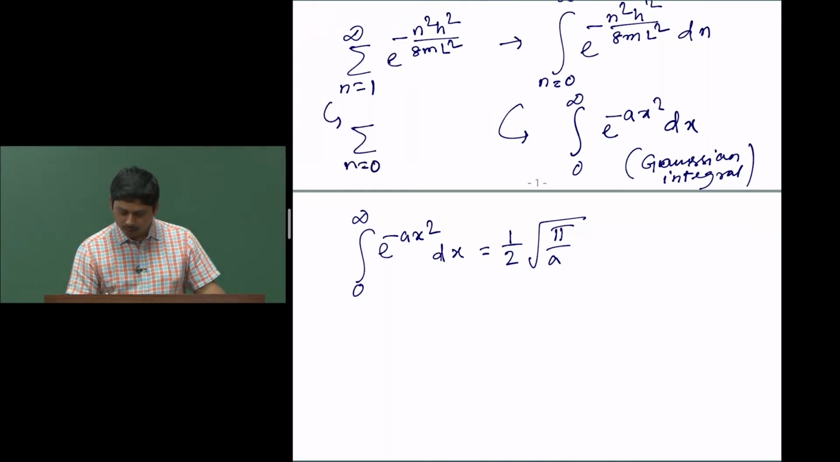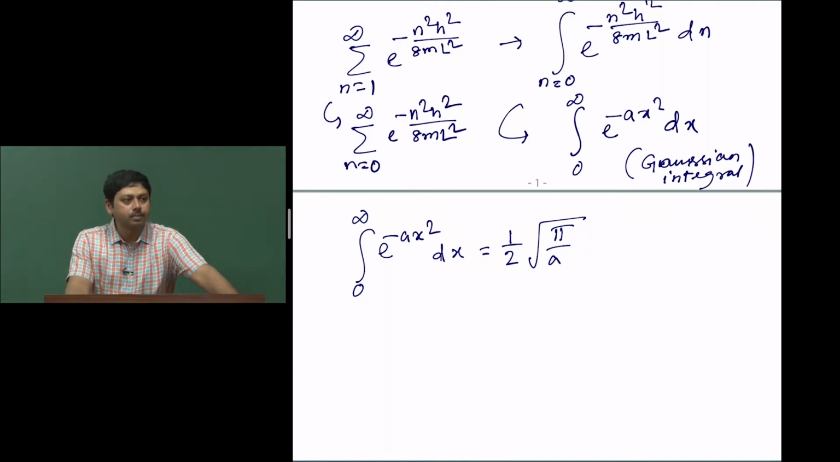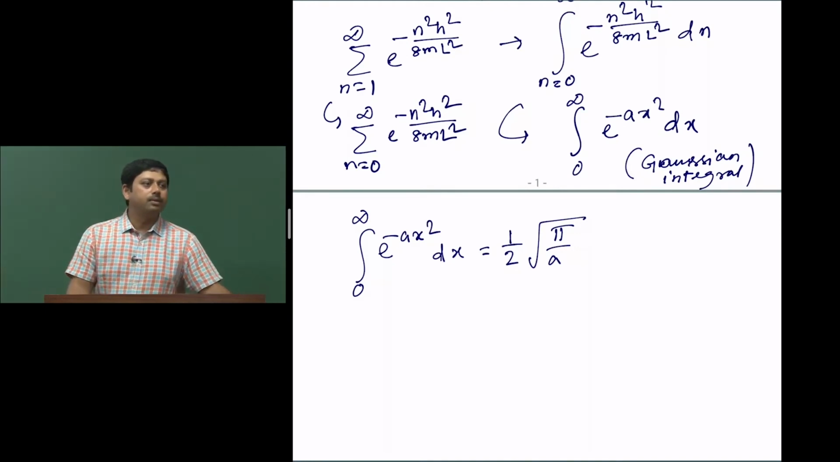sum over n equal to 0 to infinity of e to the power minus n square h square by 8 m l square, because in a sum I can always add an extra term. Of course, here I am adding not 0, I am adding the value 1, but that is again not going to change the sum, which runs over an infinite number of steps.